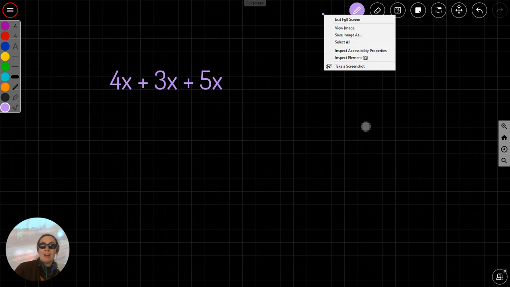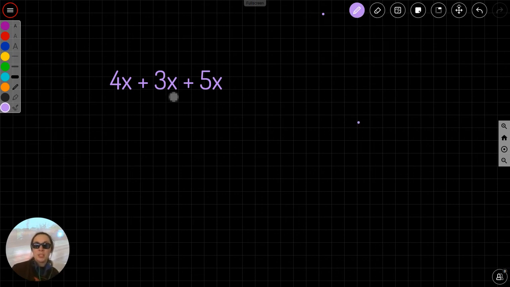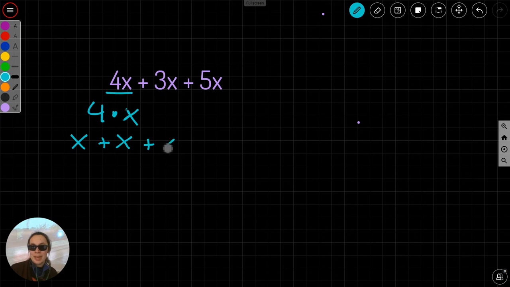So here we have an expression, 4x plus 3x plus 5x. And we know that this here, 4x, is the same as 4 times x, right? Or we could write this as x plus x plus x plus x. We have 4 x's.